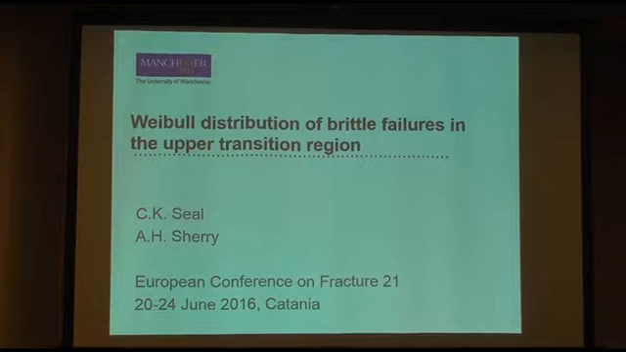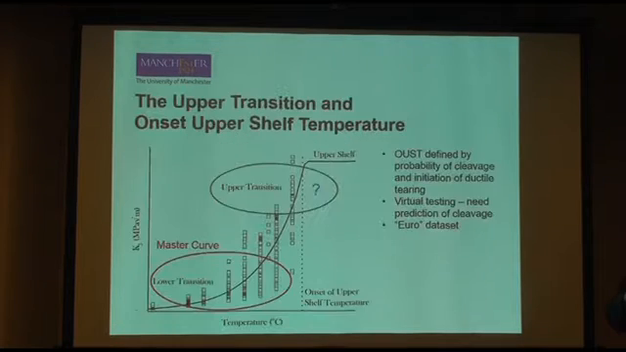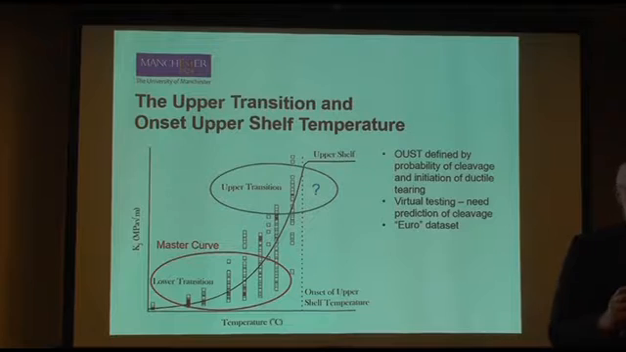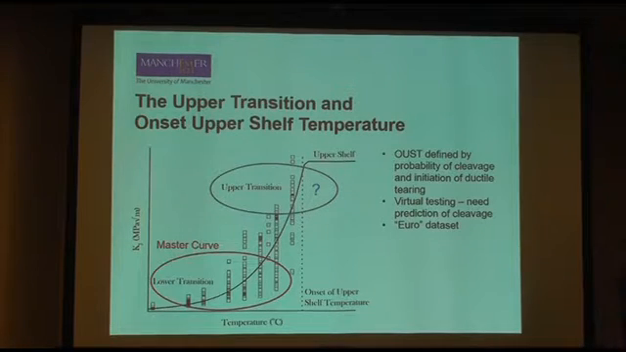As the title suggests, I'd like to go through a quick summary of some exploratory work we'll be doing as part of a larger project. This project is sponsored by Rolls-Royce, where we are seeking to understand the effect of constraint on the onset upper shelf temperature.